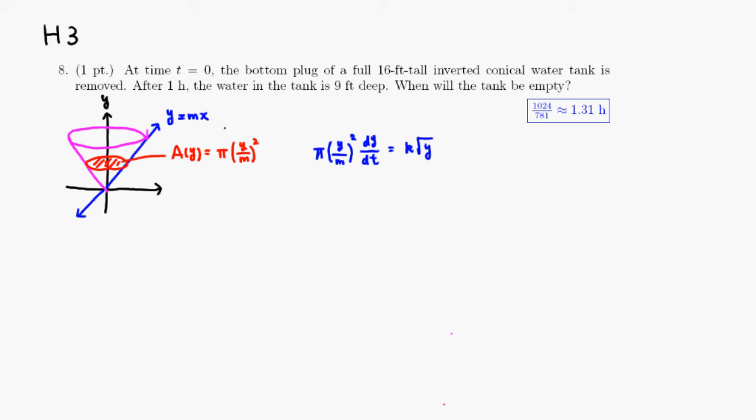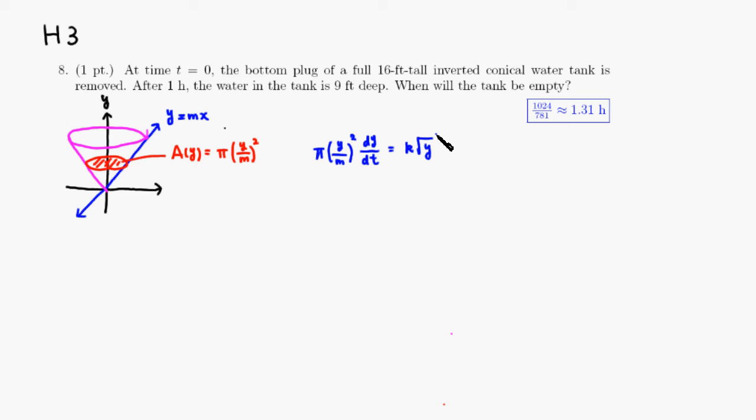Alright, let's look at homework 3, problem number 8. If you read the previous post, you see that the equation we have is (pi y over m) quantity squared times dy over dt is equal to k times the square root of y. Let me get you guys started.